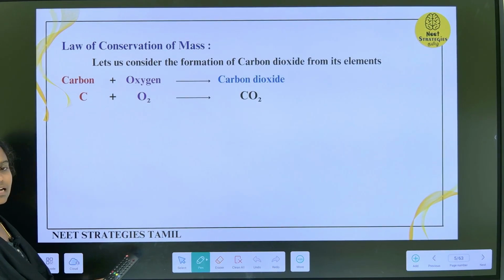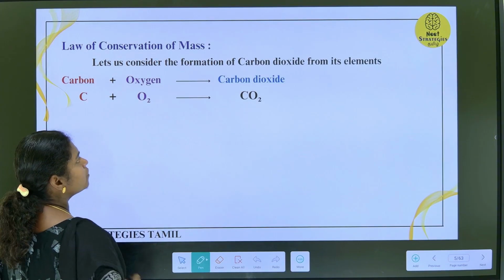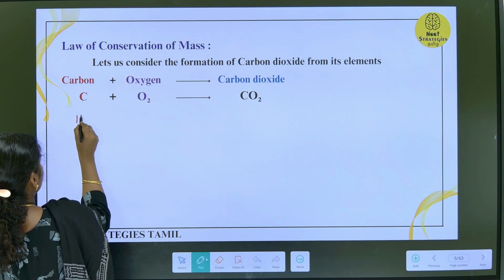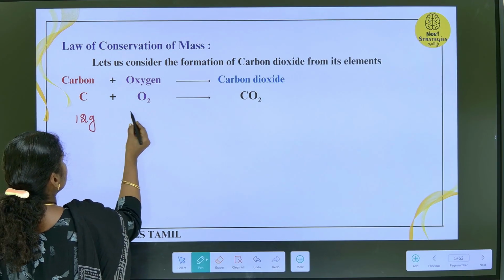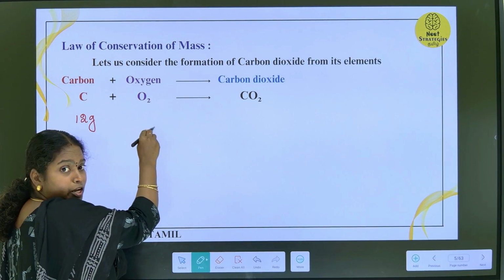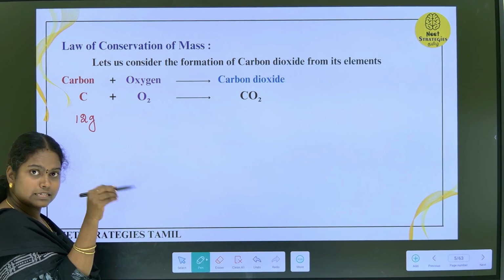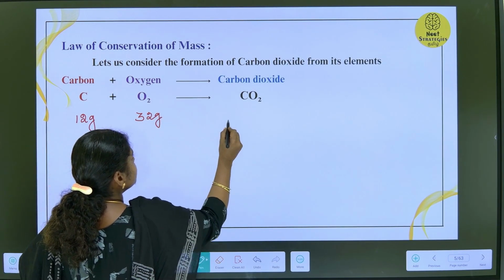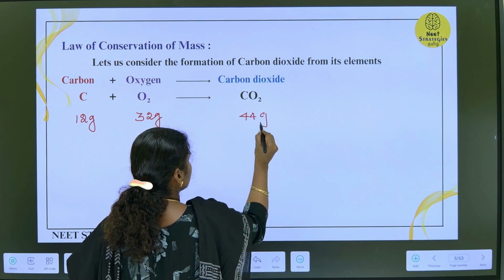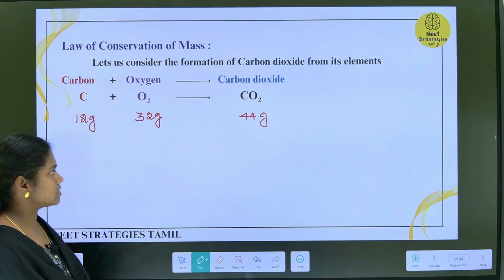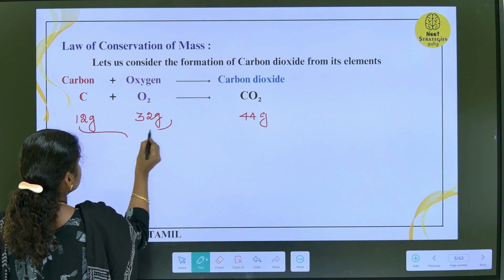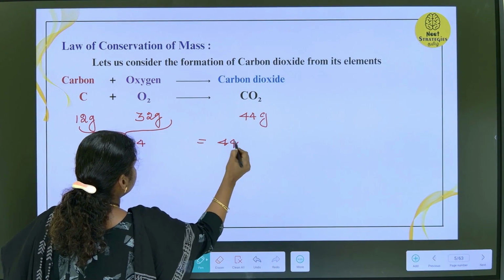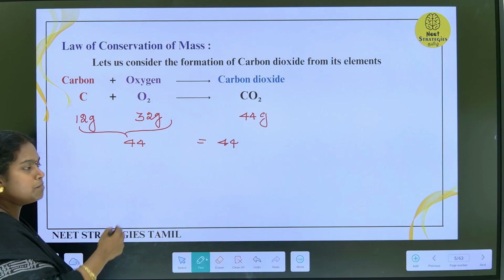Say for example, carbon combines with oxygen to form carbon dioxide. 12 gram of carbon, with molecular mass of oxygen 32 gram, combine to produce 44 gram of carbon dioxide. Look here, these two added together give 44, and this is also 44 gram. So the mass of the reactant becomes equal to the mass of the product.